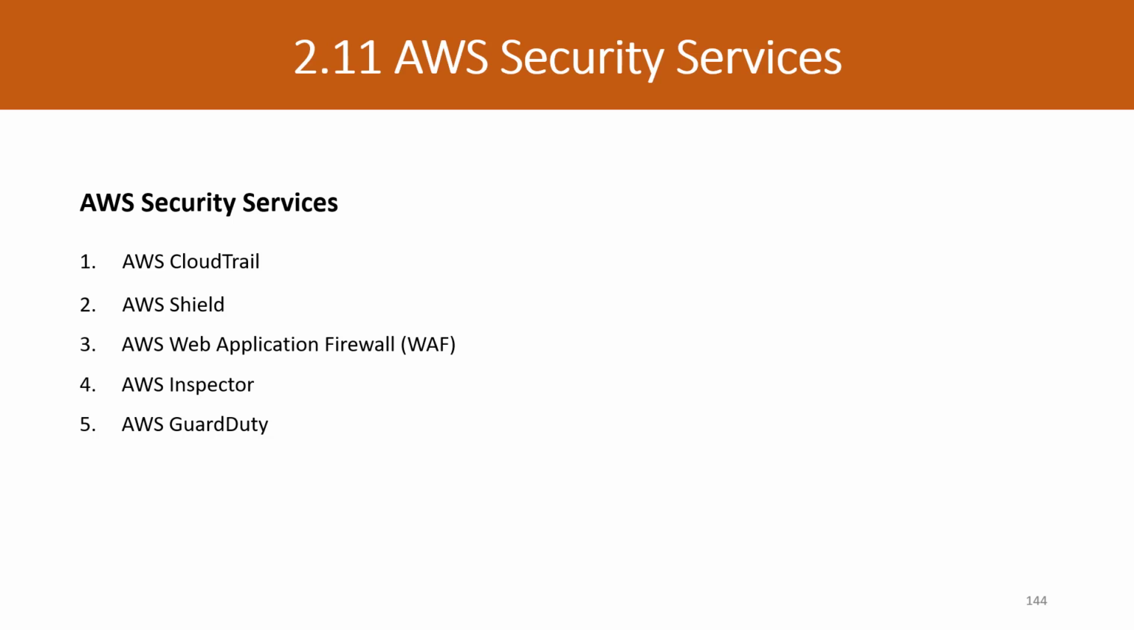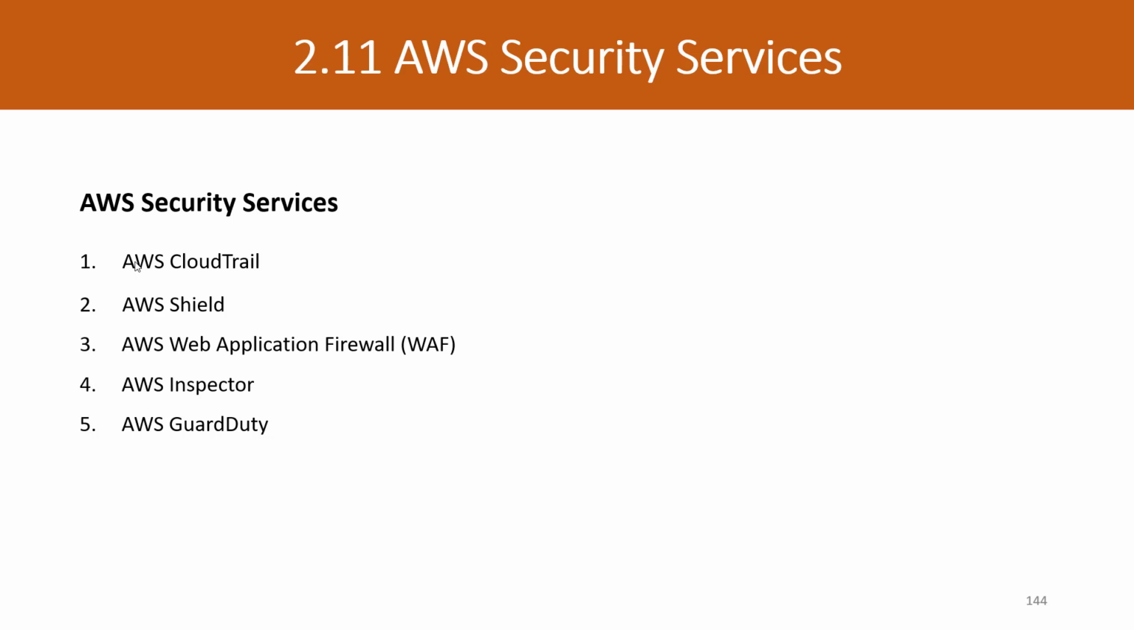In this module, we will discuss the different security services provided by AWS. These are the services we will discuss, and how we can protect our infrastructure, our application, and our platform by using these security services. We will discuss AWS CloudTrail, AWS Shield, Web Application Firewall, Inspector, as well as GuardDuty.